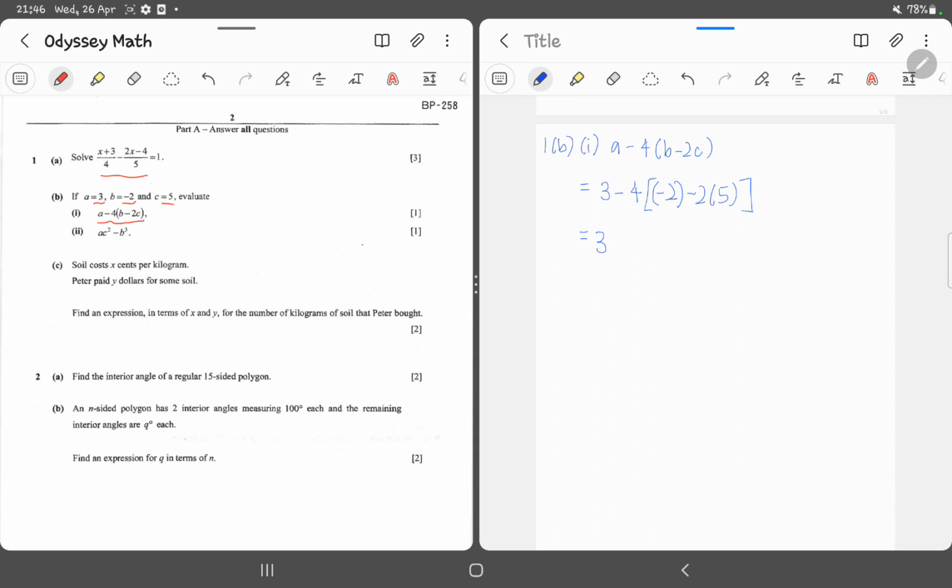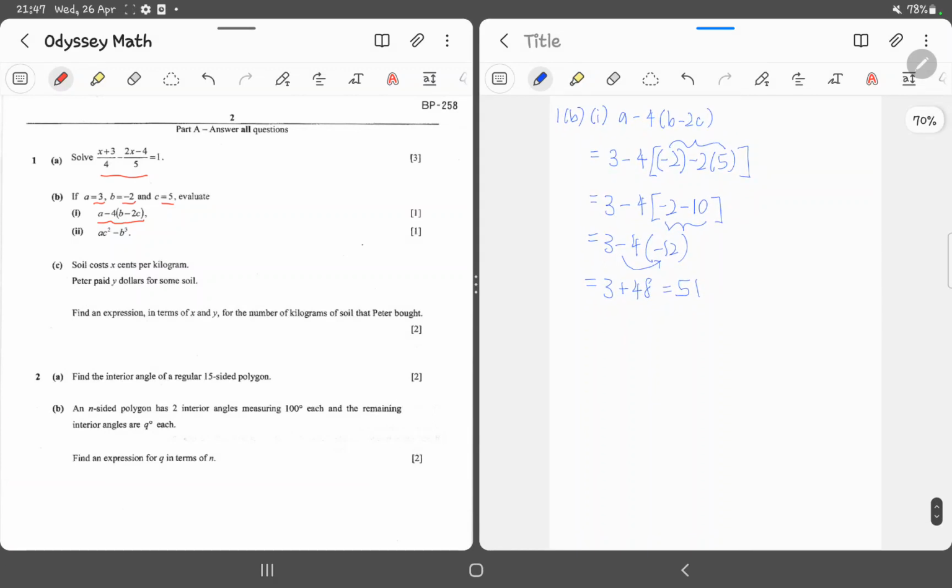So 3 minus 4, and I write the minus 2 here; I don't do anything. Minus 2 times 5 is minus 10. We simplify the one inside the square bracket first. So minus 2 minus 10 is minus 12. And 3 minus and minus mean is plus, so minus 4 times minus 12 is plus 48. This gives us 51, and we are done with 1B part I.